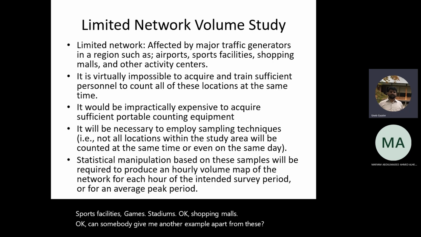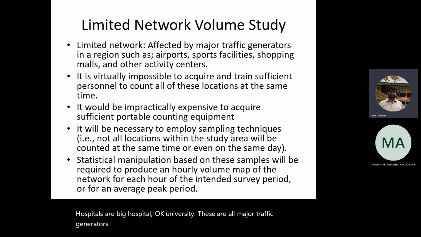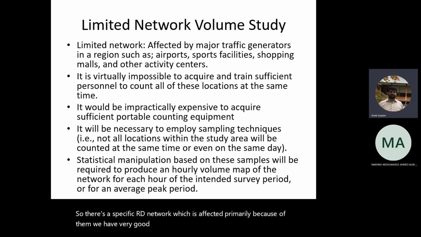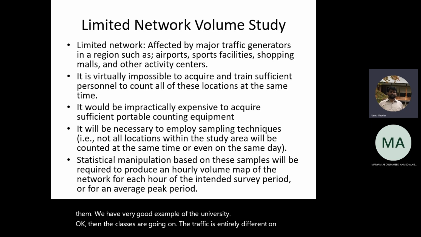Hospitals, a big hospital, okay, university. These are all major traffic generators. So there is a specific road network which is affected primarily because of them. We have a very good example of the university. Okay, when the classes are going on, the traffic is entirely different on these roads as compared to weekends.